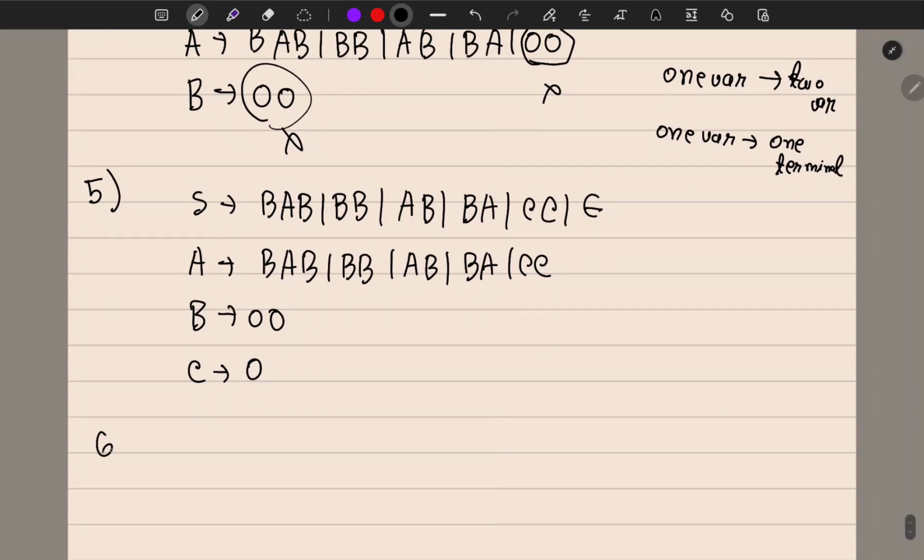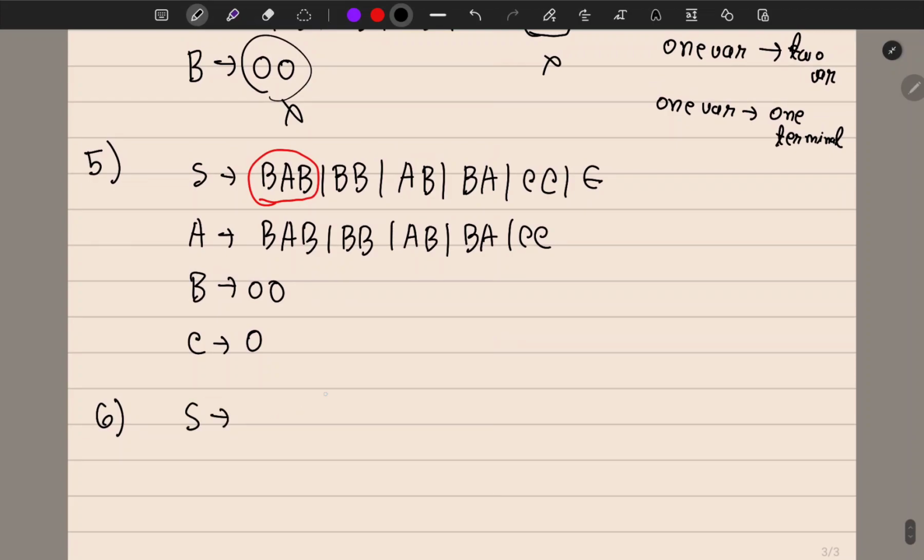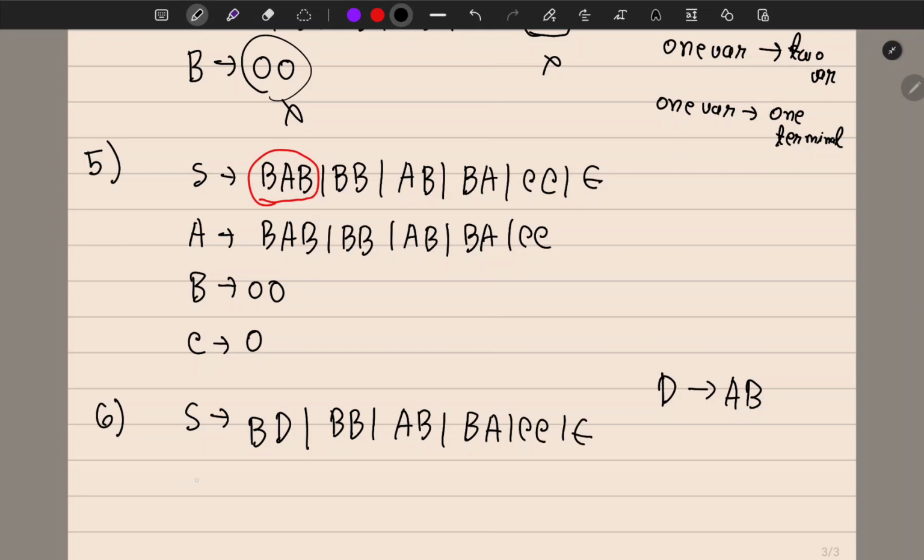Now in the sixth step there is another issue here, that is the three variable combination. It is not allowed here. We can only allow two variables. Our rule is very simple, we will break the three variables into two variables and one variable. So let us consider D gives AB. Okay, so we will write this D representation here. S gives BD, BB, AB, BA, CC, epsilon.